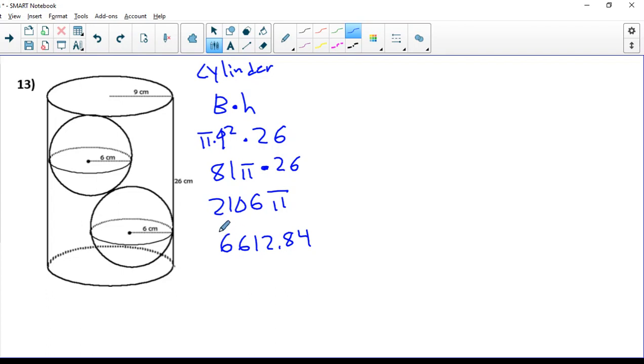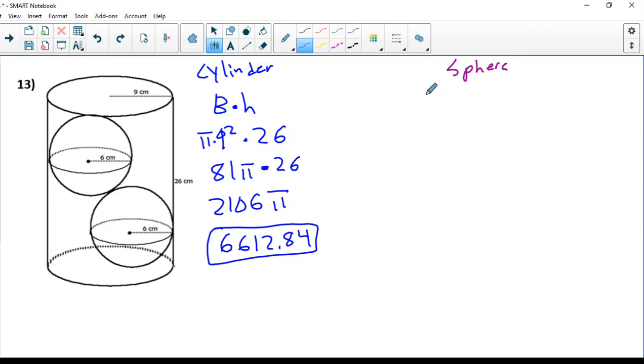So this is kind of just the first step here. This is the volume of the cylinder, and now I need to figure out what's the area of these spheres and subtract these. All right, so for the spheres, we're going to use our volume formula. Let me change my color here for sphere. We're going to use the volume formula.